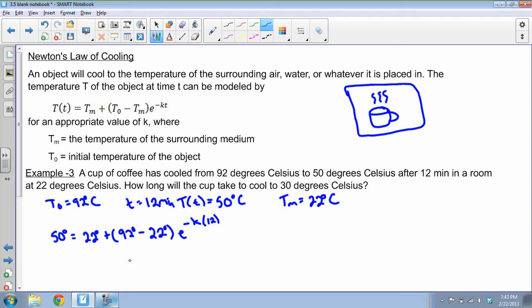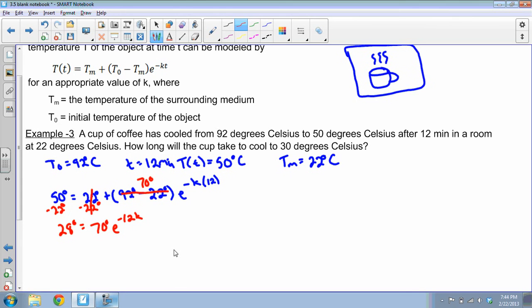So let's do this math. I can do 92 minus 22 because that's 70. I can subtract the 22 degrees over to the left side. Sounds like a good idea. So that's going to be 28 degrees equals 70 degrees times e to the, let's do this, negative 12k. Looks a little nicer to me.